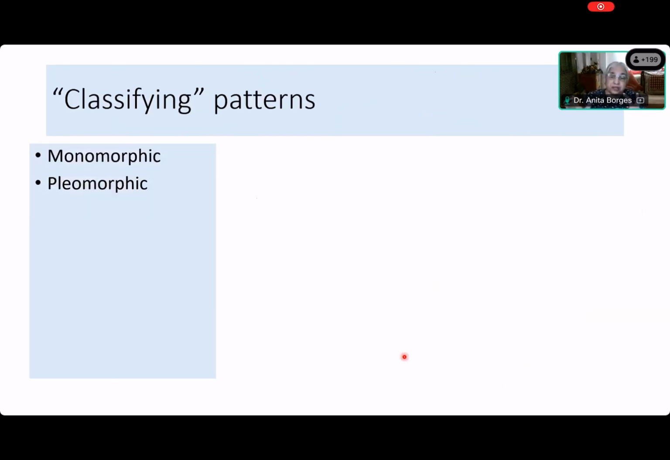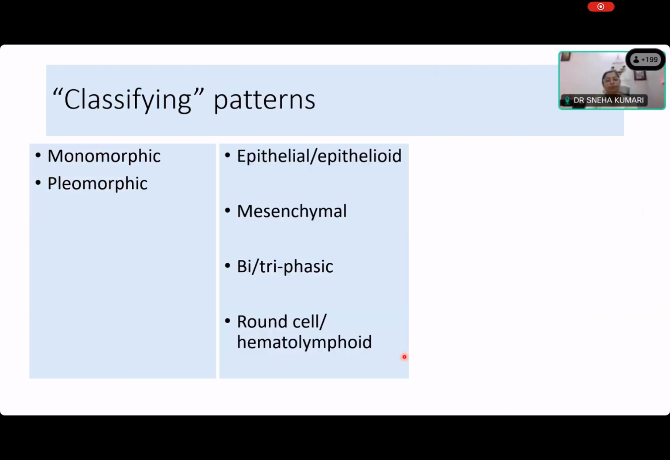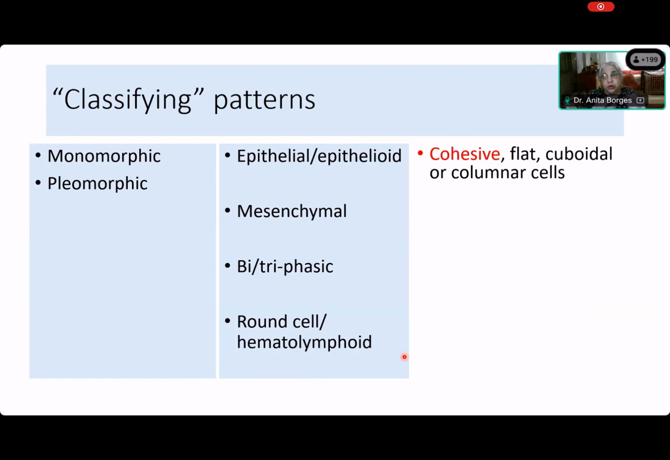Okay. And what we have been describing so far is how we classify patterns. And we classify patterns, which is very important for poorly differentiated tumors, into monomorphic or pleomorphic. Okay. Into those that look epithelial or epithelioid, and we saw an example, mesenchymal, bi- or triphasic tumors, round cell, or hematolymphoid. And how do we define epithelioid? Anything that is epithelioid must be cohesive, they must hang together. It could be flat, cuboidal, or columnar cells. That's what we call epithelioid. If something doesn't hang together, it's not cohesive, it's not epithelioid.